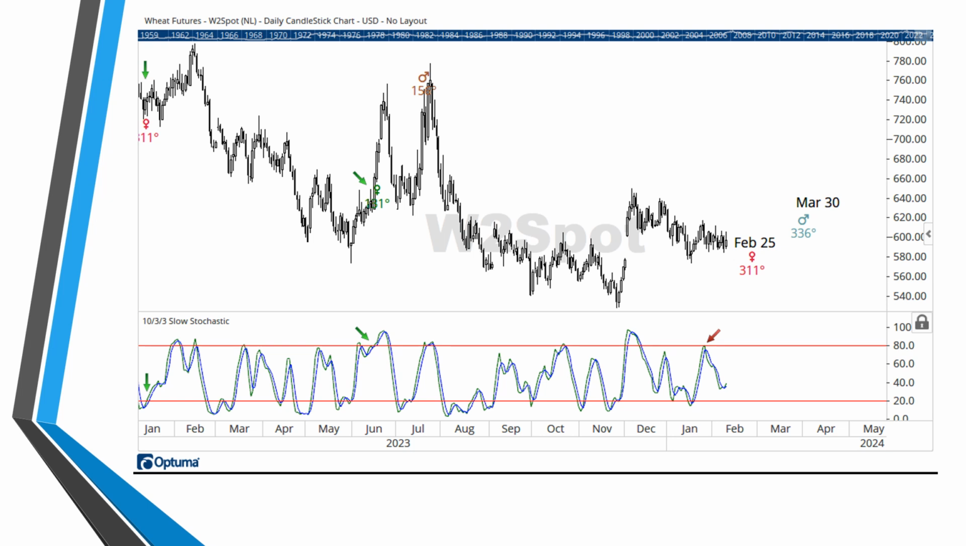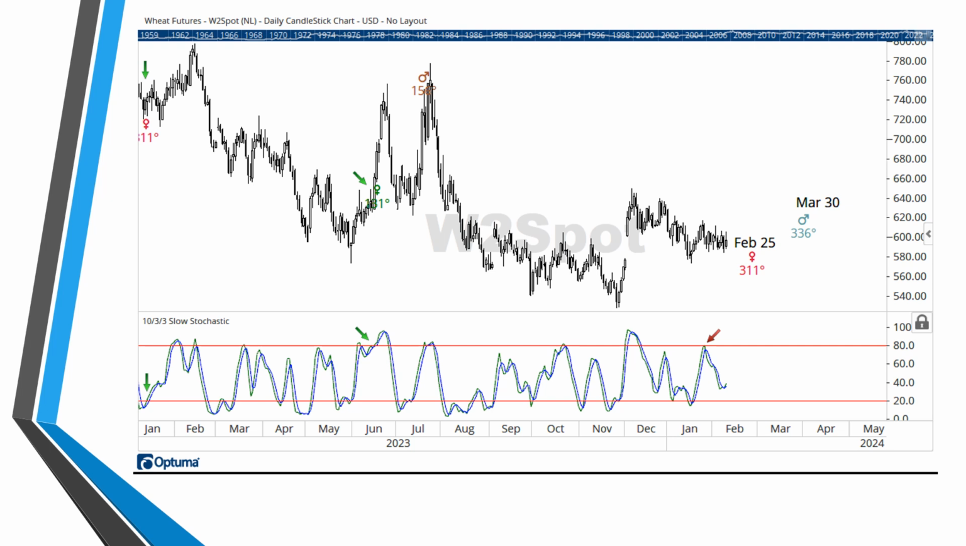Okay, so here is our wheat futures chart once again. And I've got Mars in the middle of the chart here, July of 2023. The price of wheat had a significant, sharp little rally. And look where the rally failed. Right at Mars, geocentric, 156 degrees. What did the stochastic do? Look at that. It failed to get convincingly above that upper boundary.